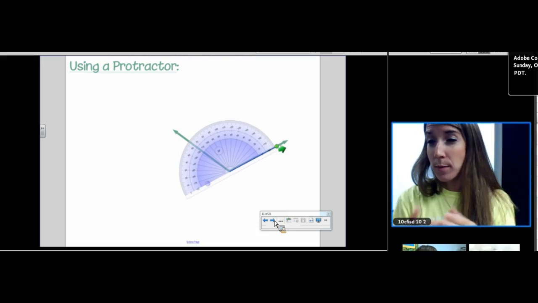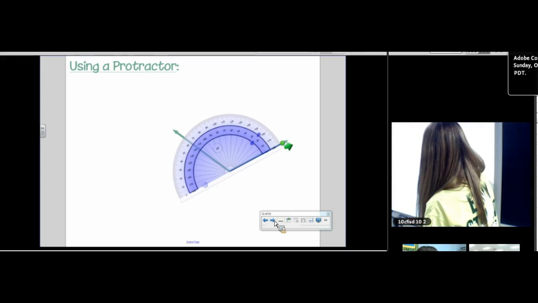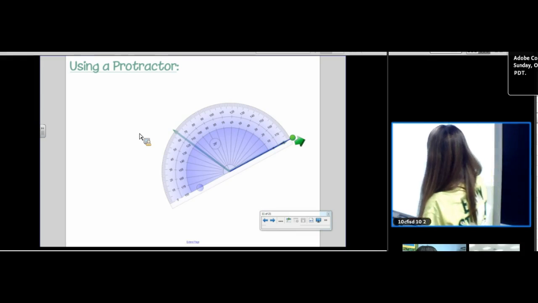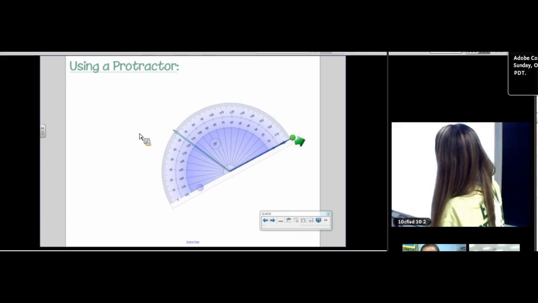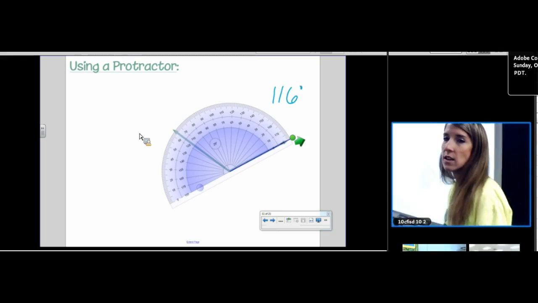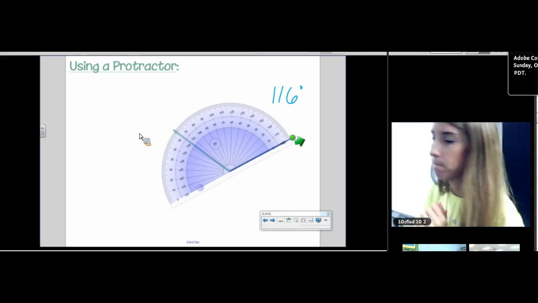This is obviously an obtuse angle, so we're going to want to use the numbers that are greater than 90. So 10, 20, 30, 40, all the way over to 100, and it looks like 116 or 115. It's between 110 and 120, but it's a little bit closer to the 120.